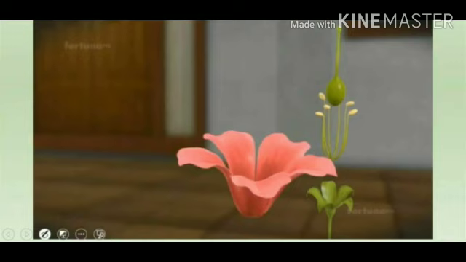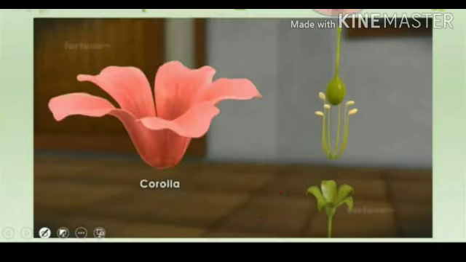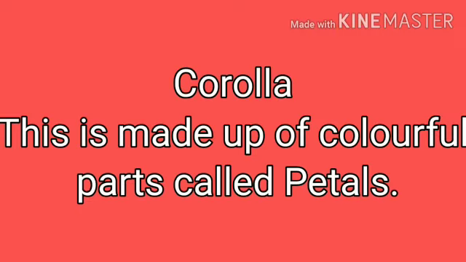As you see in the figure, you will see the corolla. The corolla is made up of colorful parts called petals. Petals make the corolla. Petals may be colored or white. Observe the shape, color and smell of the corolla of various flowers like rose, hibiscus, etc.